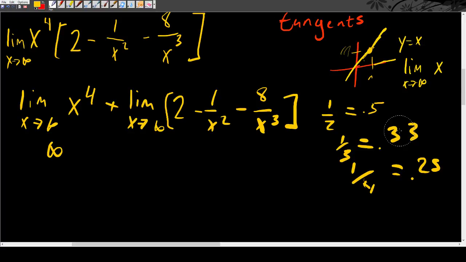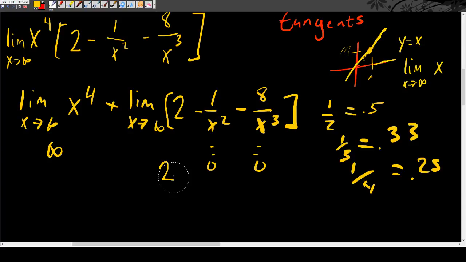So 1 over infinity must be pretty small, and the higher that it gets, the closer and closer to zero it gets. So your limit is actually just zero. Whenever you have 1 over any variable and it's at infinity, it's zero every time. Even if it's tending towards negative infinity, it's just doing it from the other side. So this is zero. So 2 minus 0 is just 2.